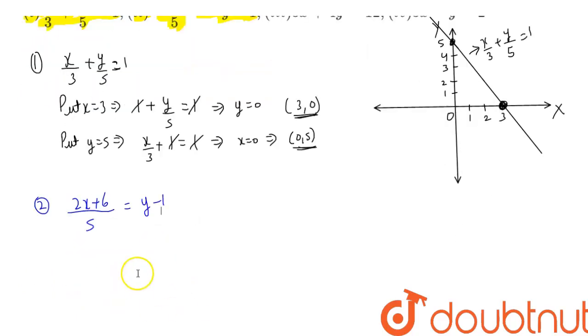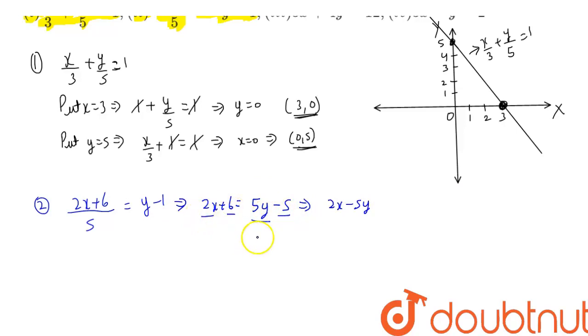Now we are going to solve this ahead. For solving this we are going to multiply by 5 on both sides of this equality. Then we get 2x plus 6 is equal to 5y minus 5 like this. So from this we get 2x minus 5y. We have considered these two terms, and here we have the 6 and here we have the minus 5.